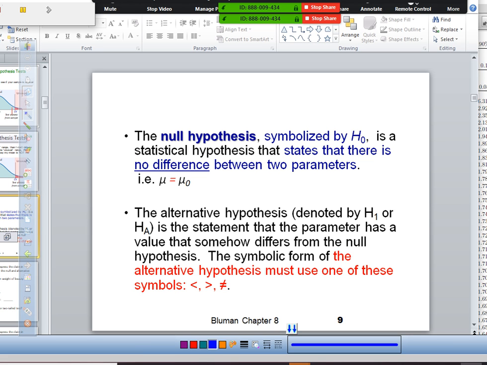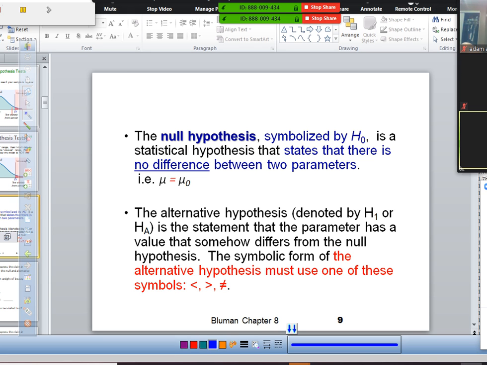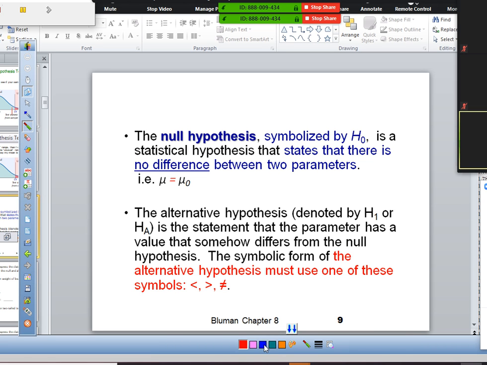The null hypothesis, symbolized by H0, is a statistical hypothesis that states that there is no difference between two parameters, mu equals mu naught. The alternative hypothesis, denoted by H1 or HA, is stating that the parameter has a value that somehow differs from the null hypothesis. The symbolic form of the alternative hypothesis must use one of these symbols: less, greater, and not equal.